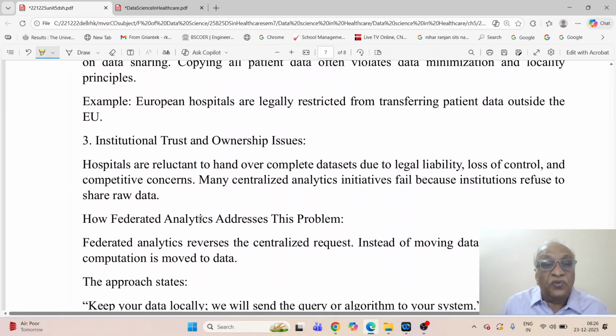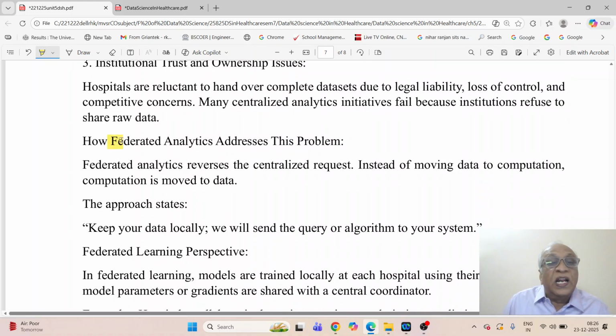So what is the solution for all this? Federated analytics and federated learning address this. In federated analytics, what will be happening? The centralized request will be reversed. Now, instead of moving the data to computation, the computation is moved to the data. The approach states: keep your data locally. We will send the query or algorithm to your system.